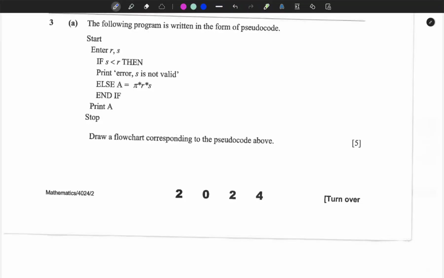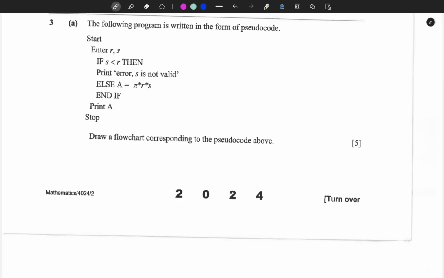Viewers, before us we have question 3 from Mathematics Paper 2 for the year 2024, written by the internal candidates. Question 3a comes from the topic of computers and is given as pseudocode. We are told to use every piece of information given under the pseudocode to come up with what we call a flowchart. A flowchart is a visual representation that involves polygons. So let us read through the question.